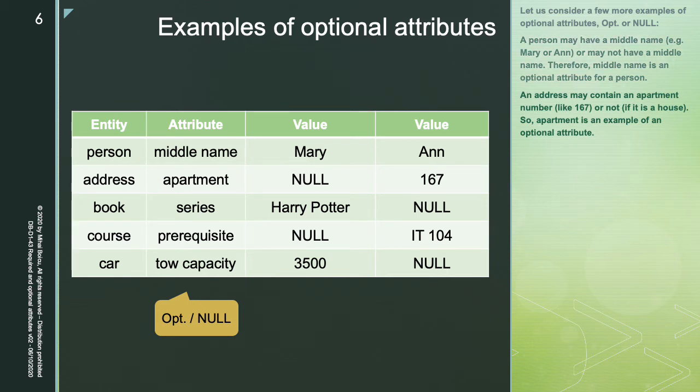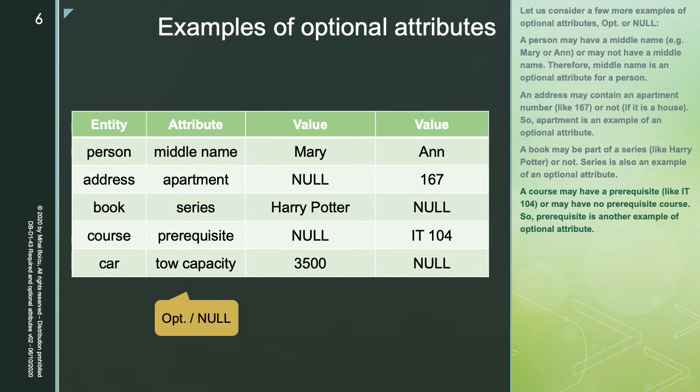An address may contain an apartment number like 167, or not if it is a house. So apartment is an example of an optional attribute. A book may be part of a series like Harry Potter, or not. Series is also an example of an optional attribute. A course may have a prerequisite like IT 104, or may have no prerequisite course. So prerequisite is another example of an optional attribute.